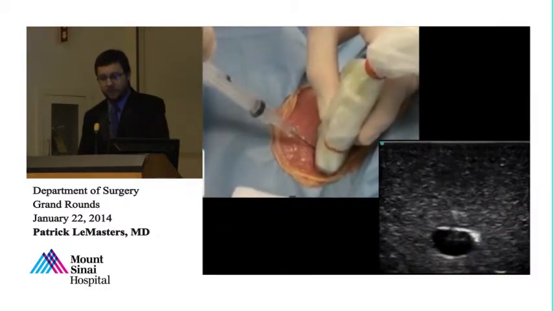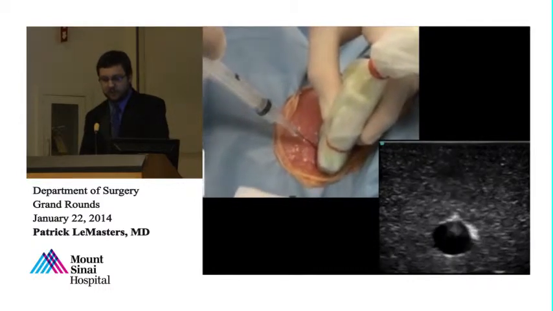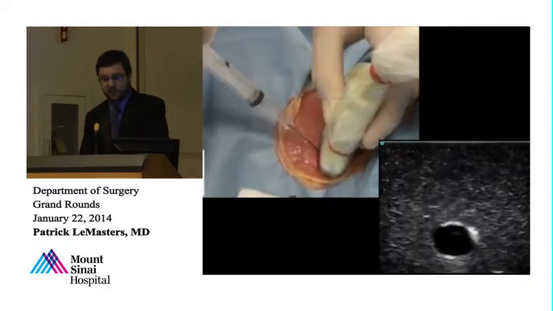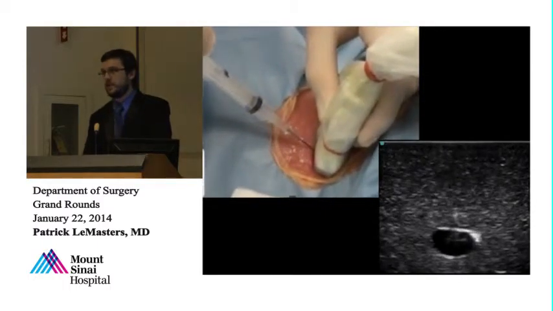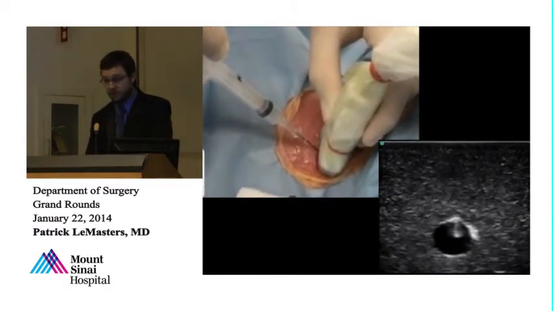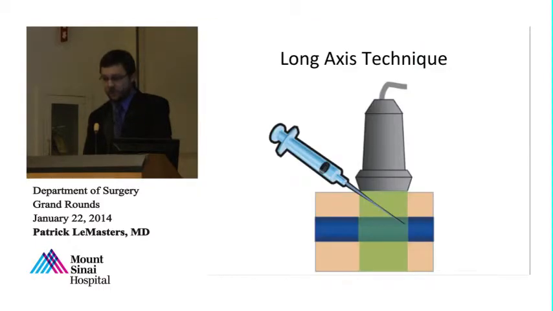You're introducing the needle perpendicular. You can see in the ultrasound image accompanying, as you enter, you get flash. Very simple, short axis technique that we all should be familiar with. So is there another way to do this?